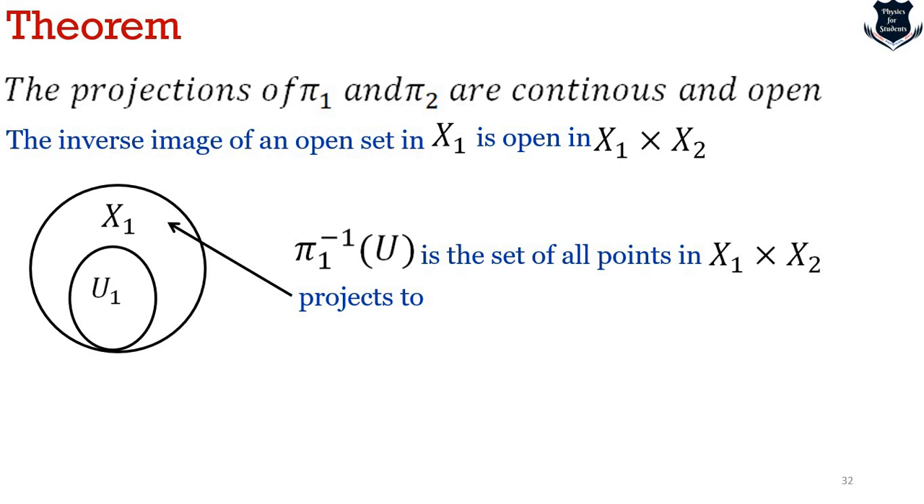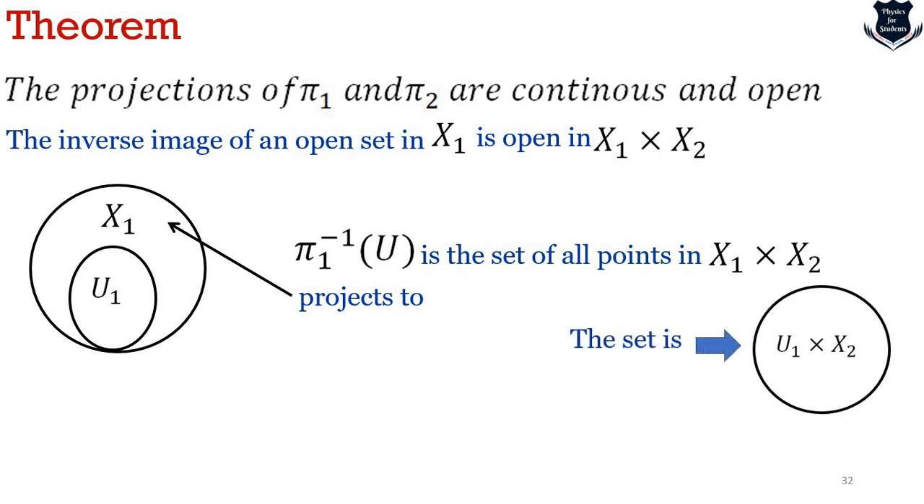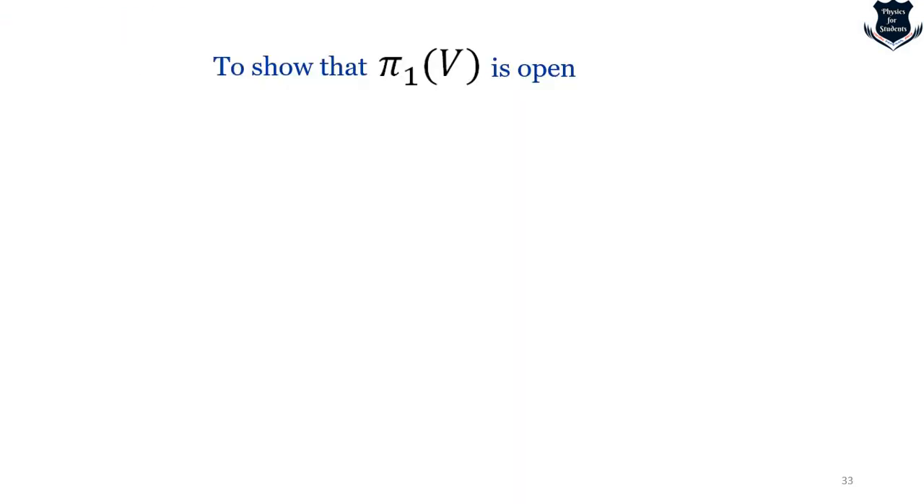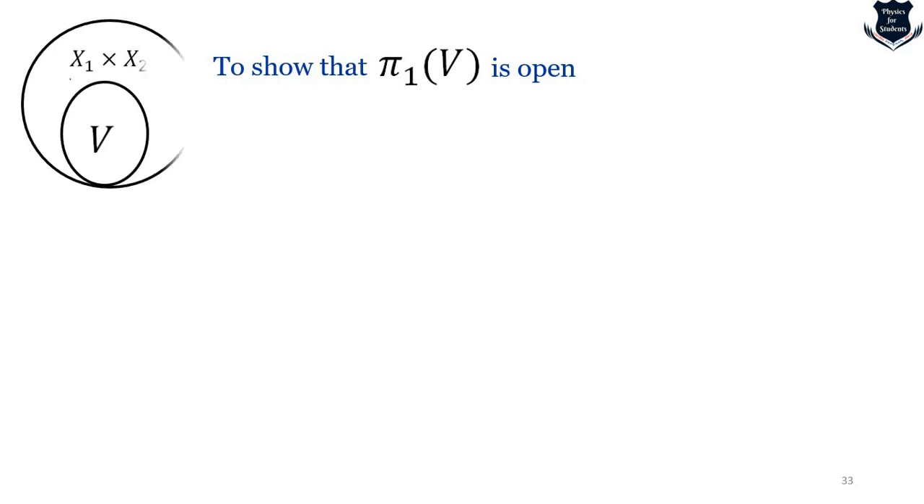If you think about it, the set is just u1 multiplied by x2. Since u1 is open in x1 and x2 is open in x2, u1 multiplied by x2 is open in x1 multiplied by x2, and hence pi1 is continuous. This is the first part, which shows that it is continuous. Pretty simple. Now in order to show that pi1 is open, we take an open set v in x1 multiplied by x2, and we have to show that its image is open.